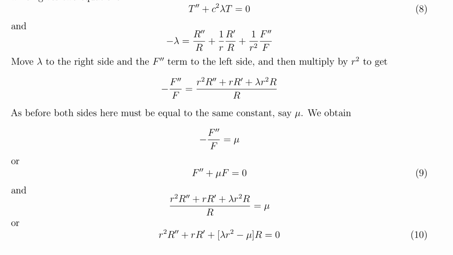And so the left side gives us equation 9, F double prime plus mu F equals 0, a standard equation we've solved many times this semester. And the right-hand side gives us, when it's unraveled, equation 10, which we recognize as Bessel's equation of order mu.